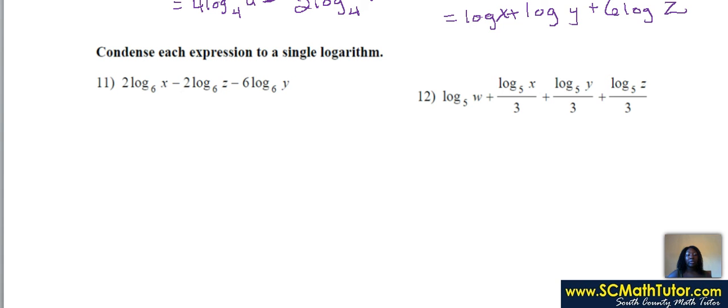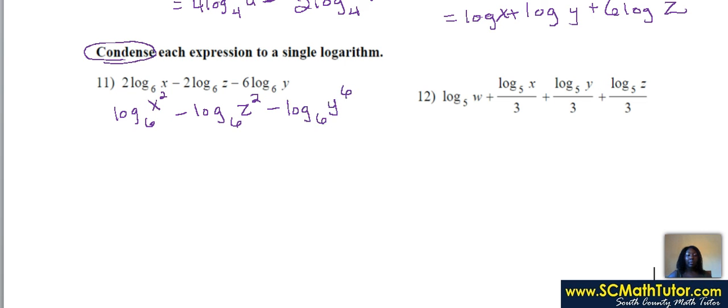Okay, now these questions are asking you to condense. So when you're condensing, just look through the question. Notice how this is all coefficients, so we bring them into exponents. So this is log base 6 of x squared minus log base 6 of z squared minus log base 6 of y to the 6th power.